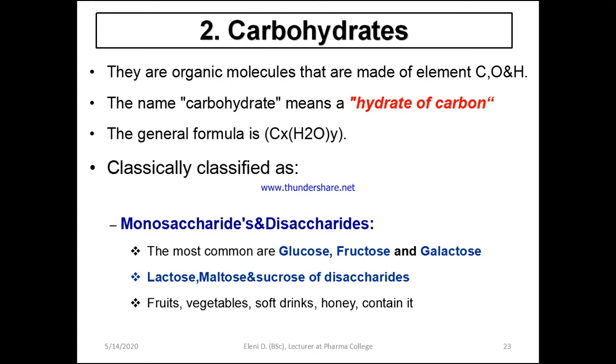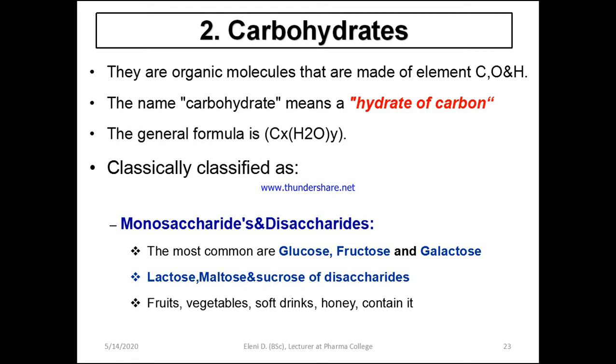Monosaccharides have one carbon, hydrogen, oxygen molecule in their chemical structure. Glucose, fructose and galactose are good examples of monosaccharides. Disaccharides have two carbon, hydrogen, oxygen molecules in their chemical structure. Maltose, lactose and sucrose are good examples of disaccharides.